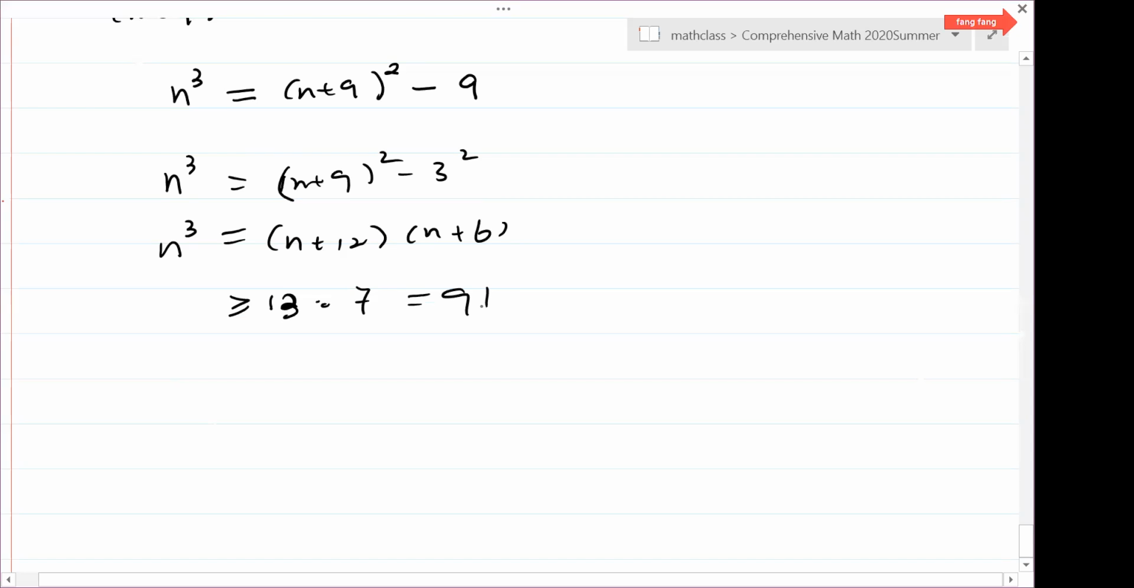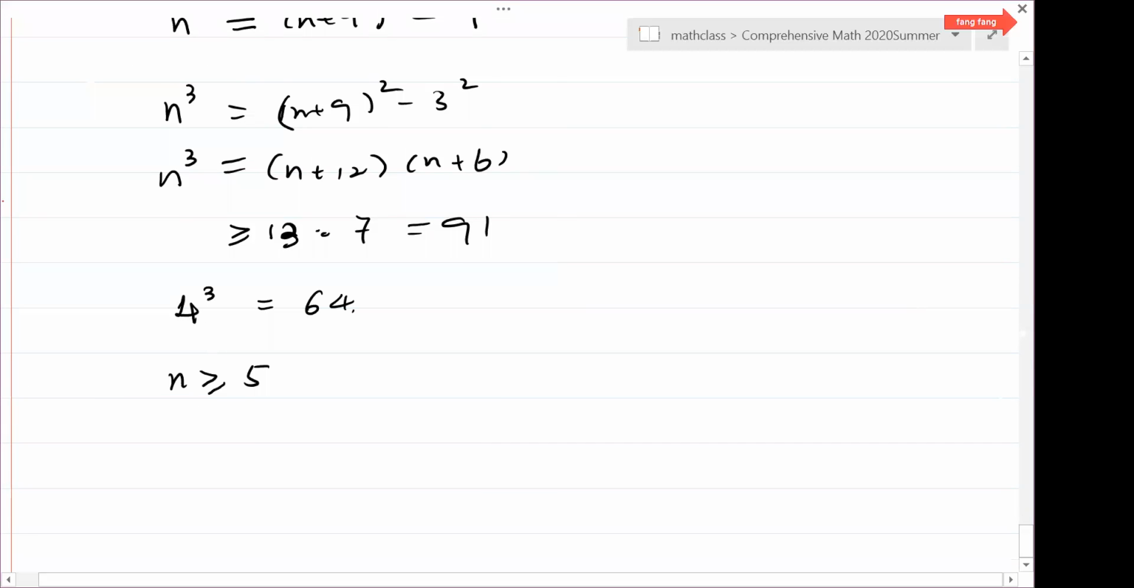Okay, now, can n be too small? If n is 4, what is 4 cubed? 4 cubed is 64, right? So clearly n cubed must be greater than or equal to 91. Okay, so n cannot be smaller than 4. So now you just double check. This is a cube, right? This is still less than 17 times 11.